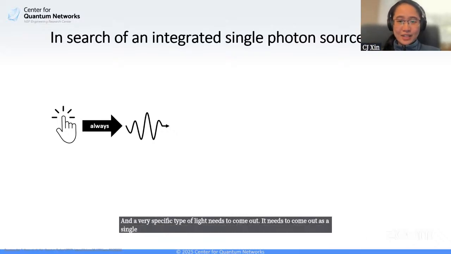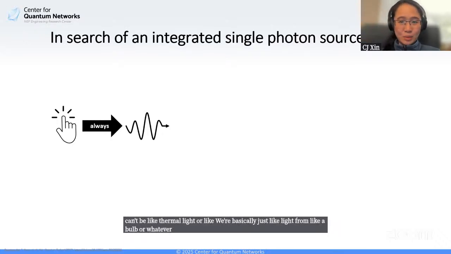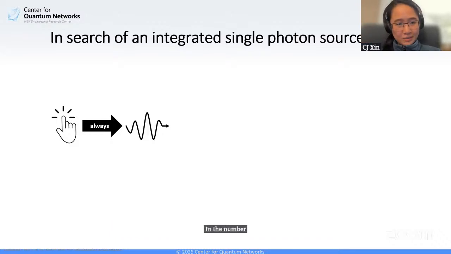It can't come out as laser light because laser light, if you look at the photon number, is actually a superposition of photon numbers. It can't be thermal light, or basically just light from a bulb or whatever, because that also is a superposition of photon number states. What you want is a single photon coming out in the number state of n equals 1.